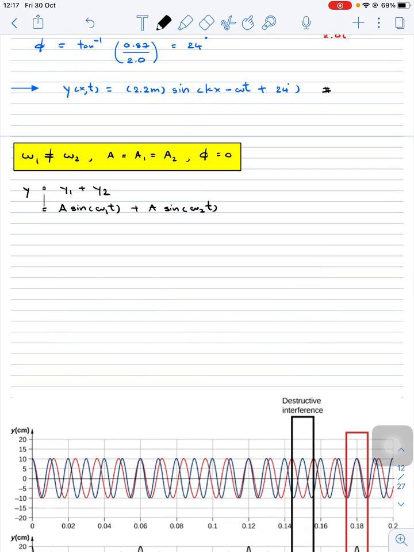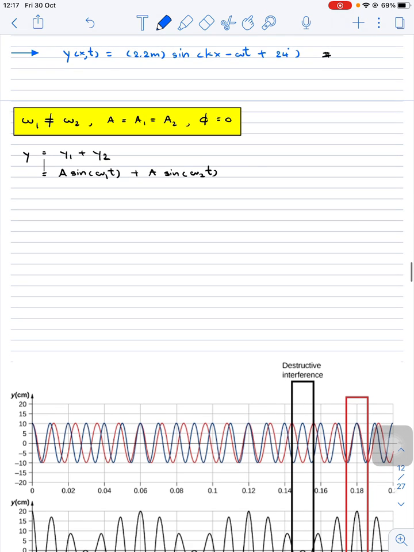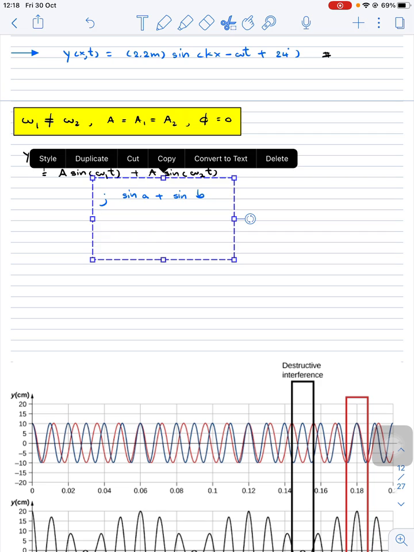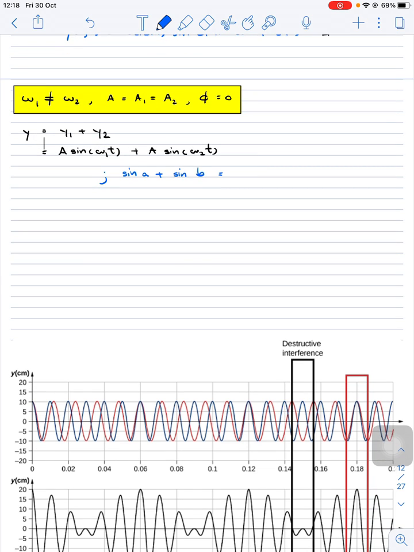Now we need to combine these two waves, and let's see what happens. To combine these two waves, I'm going to use a trigonometric identity. It says that sine A plus sine B, let me just write it down here, is equal to 2 times the sine of the half sum times the cosine of the half difference.